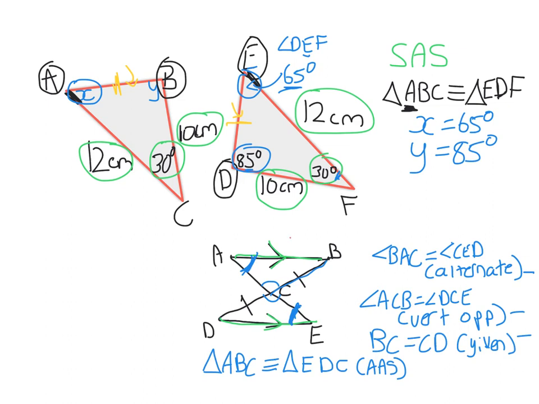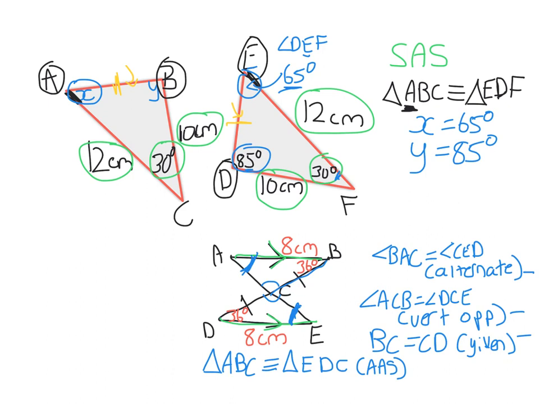So if AB was 8 centimeters, then DE would be 8 centimeters. If, say, this angle here was 36 degrees, this angle down here would be 36 degrees. Again, I can use congruent triangles to find unknown sides and angles. So make sure you know all of the 4 tests. Make sure you know, when given 2 congruent triangles, how to decide which test you should use.